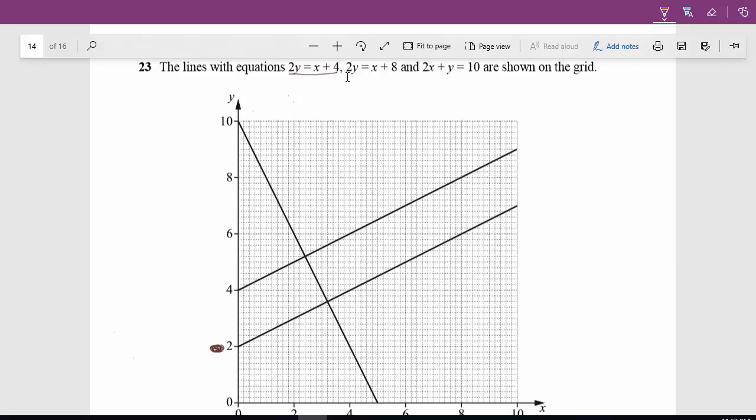For the second equation, 2y is equal to 8. What about just 1y? It's equal to 4. So the second equation is the orange one.